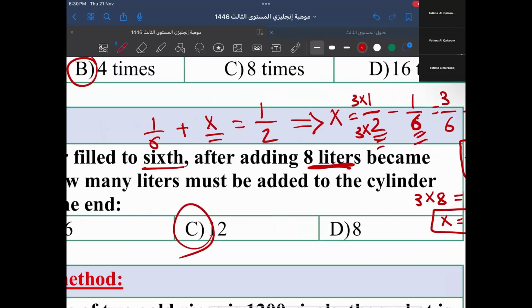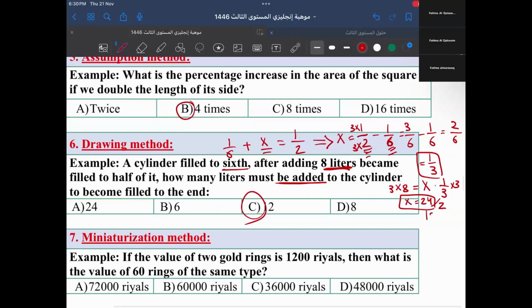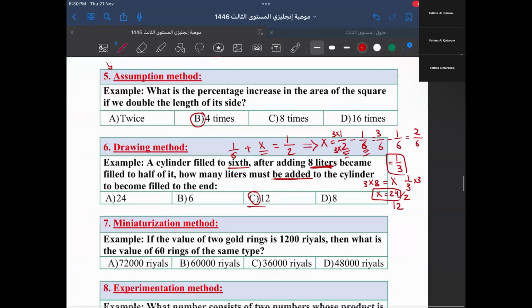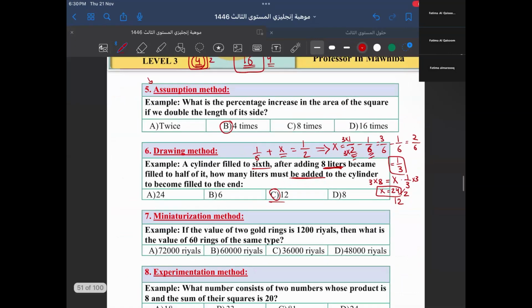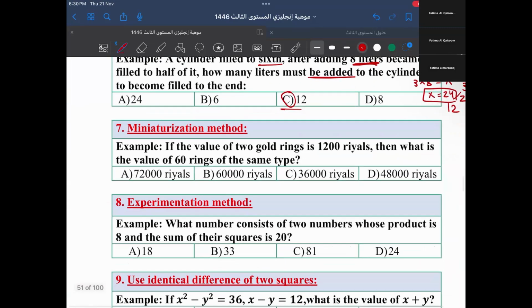And the question asked, how much should be added to the already half full cylinder? I just need to add half. I'm not going to add the whole 24. We divide by 2. So then I'm going to have 12, which is the answer. Okay, excellent. Do you understand it now? Yes, thank you. You're welcome.